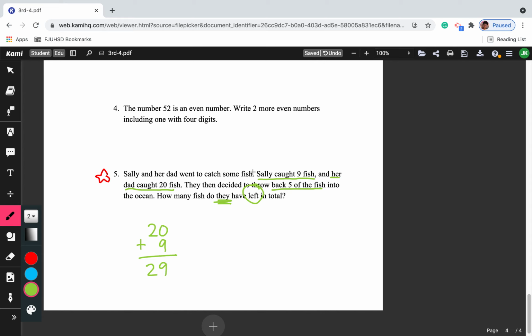No, we're not. They said that they decided to throw back 5 of the fish into the ocean. Since we're talking about they now, we're not talking about either Sally throwing the fish back or her dad throwing the fish back. They both threw the fish back. So that's going to be the sum minus 5, which is 24. And they have 24 fish left.